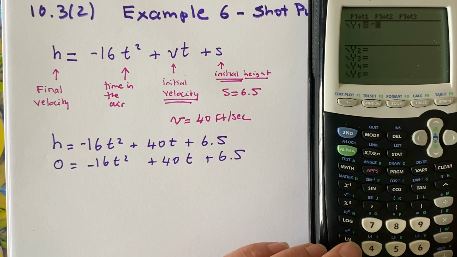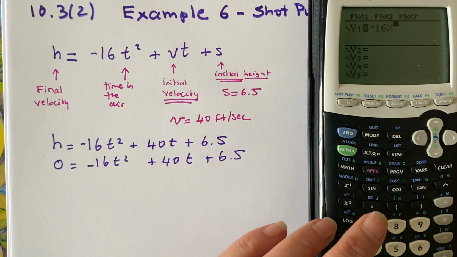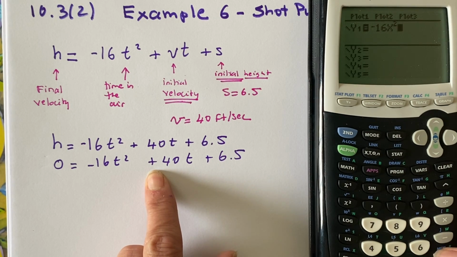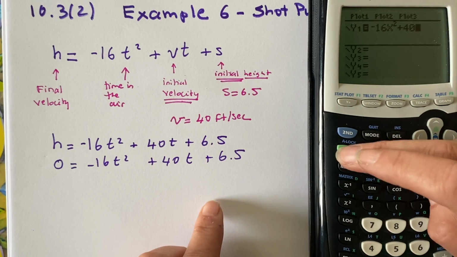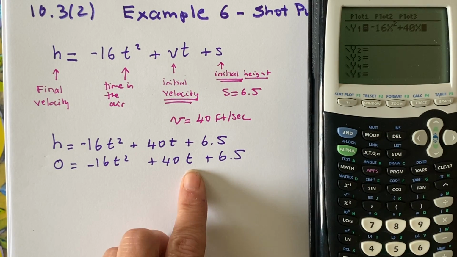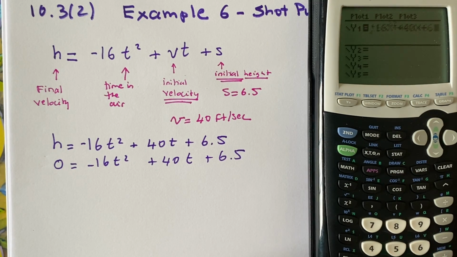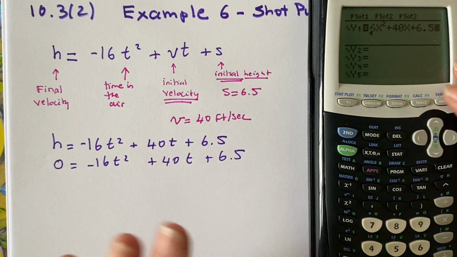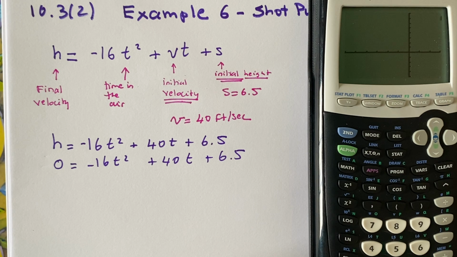Now I'm going to enter negative 16. Here's my x value. I'm going to square it and move this over to the right. And my next is plus 40 times x. I'm putting x in for t. Plus 6.5. All right. I'm going to go over here and see what it looks like because I may have to adjust my window. What does it look like?